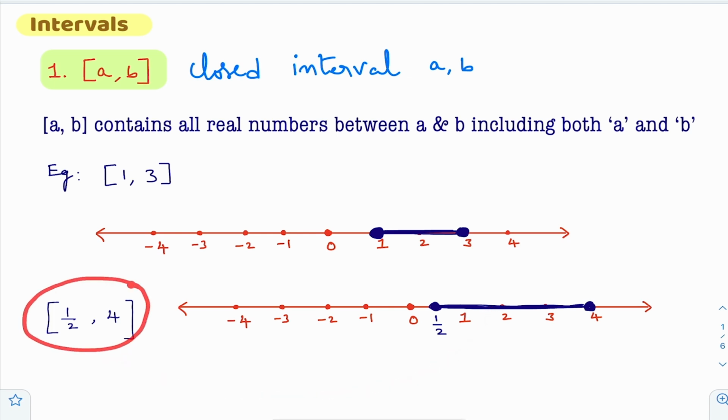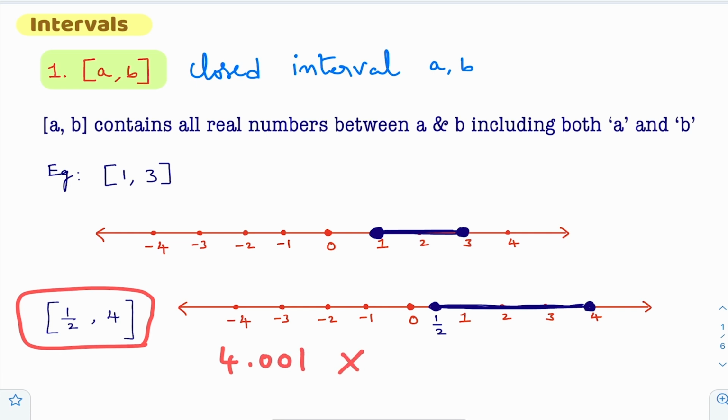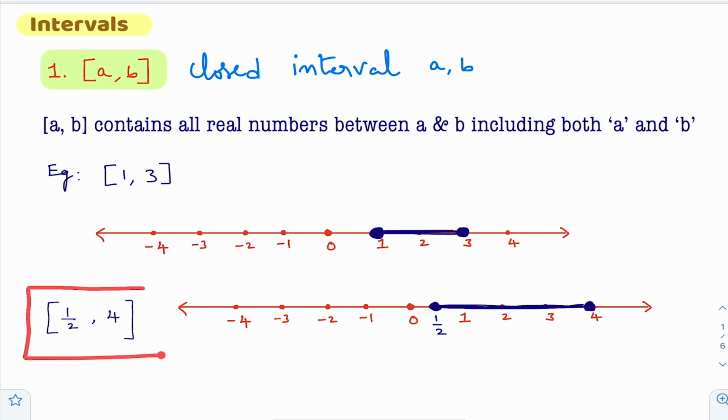In this interval, 0.4 is there? No. This interval starts from 0.5. 0.4 does not belong to this interval, right? In this interval, 3 is there? Yes, 3 is present. In this interval, 4.001 is present? No, right? So this is closed interval 1 by 2 comma 4. It contains all the real numbers between 1 by 2 and 4 on the number line.